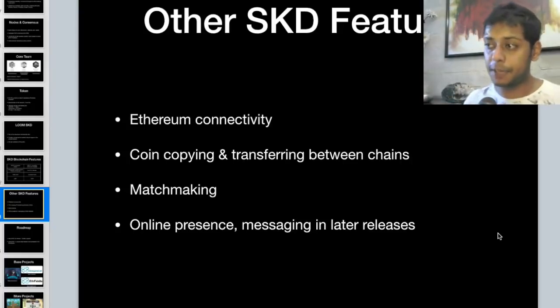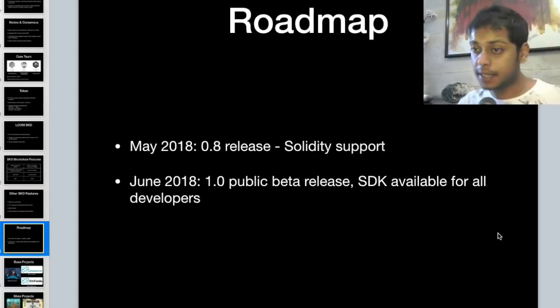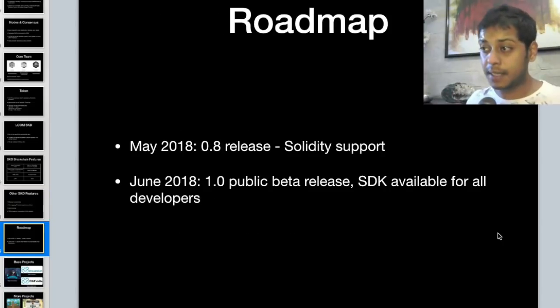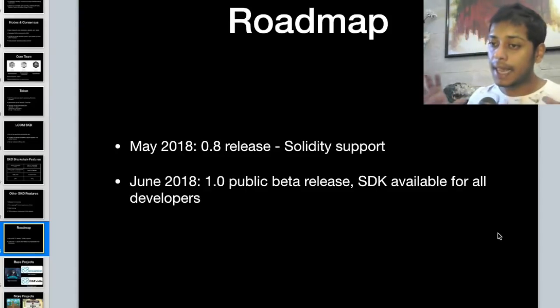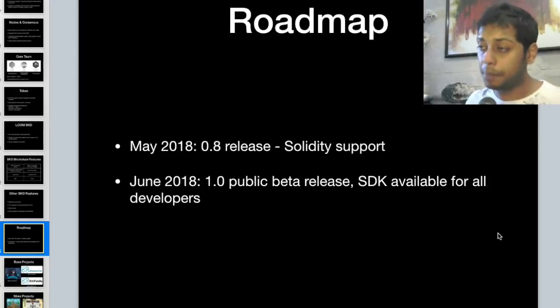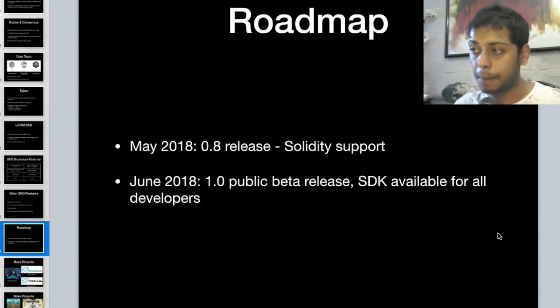Next up, we have matchmaking as well as an online presence to show that you're online at this time. Messaging will come in later releases. Speaking of further releases, we have the 0.8 release next month that has Solidity support, so they will no longer be so reliant on Golang. And then in June, we have the 1.0 public beta release where all developers will be able to access the SDK, of course, at a fee.